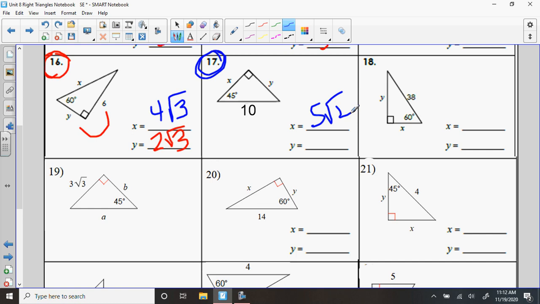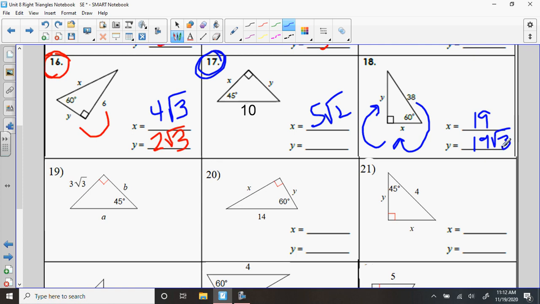18, 30/60/90, that's the hypo. 38, take half of that to get the little leg. The big leg is times it by radical 3. 19 radical 3.